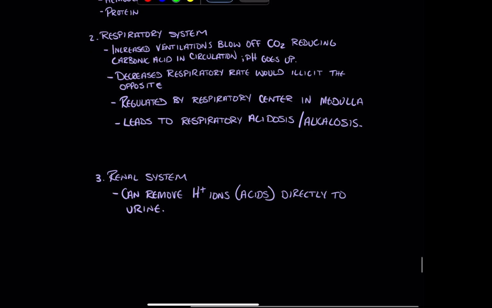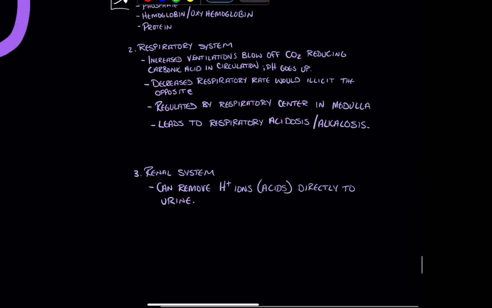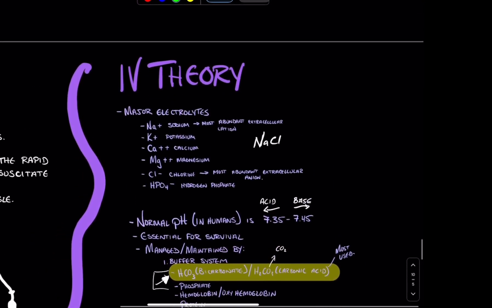And the final system is the renal system. Obviously, the kidneys take care of our blood all the time. So they're actually able to secrete hydrogen ions, which is essentially just what makes something acidotic, directly in the urine. They secrete other things like electrolytes and ions as well, but the ability to secrete hydrogen ions alone is a pretty strong acid balancing system that our body has.